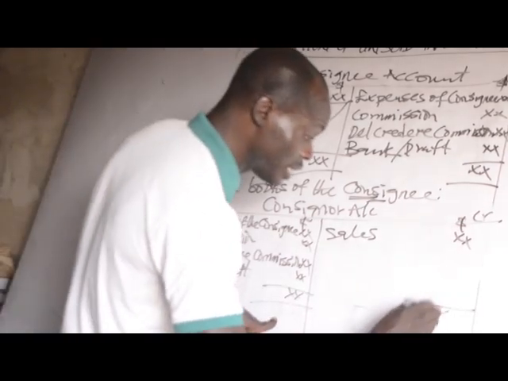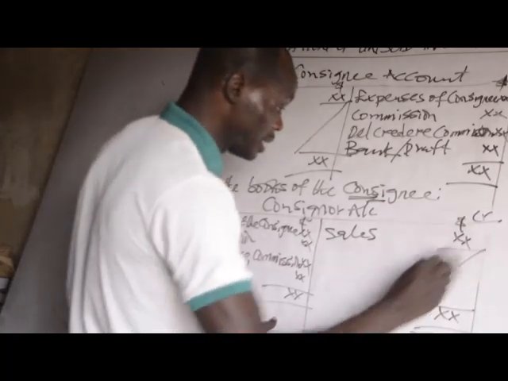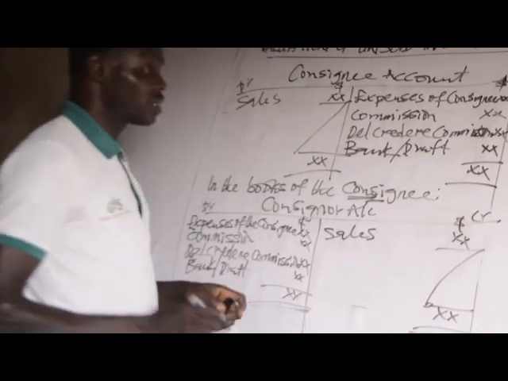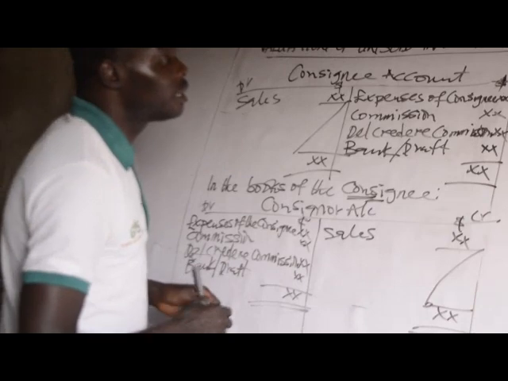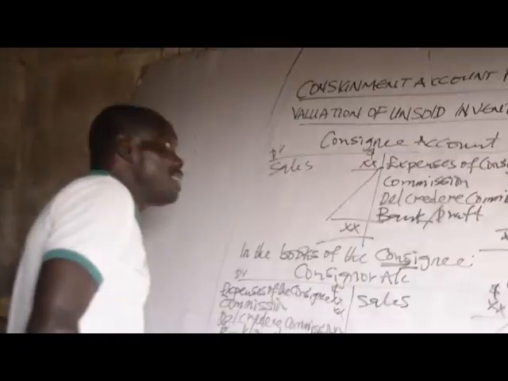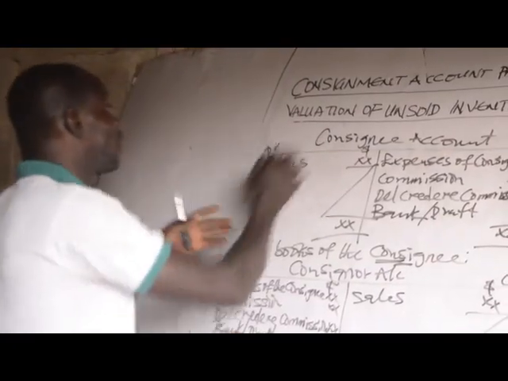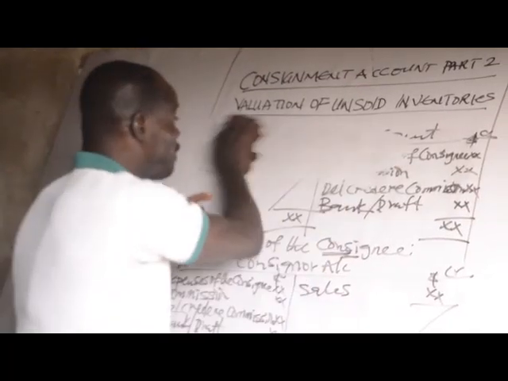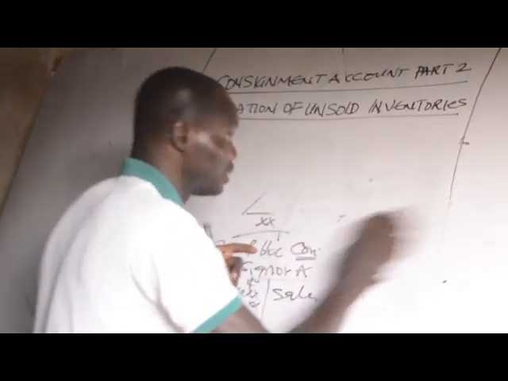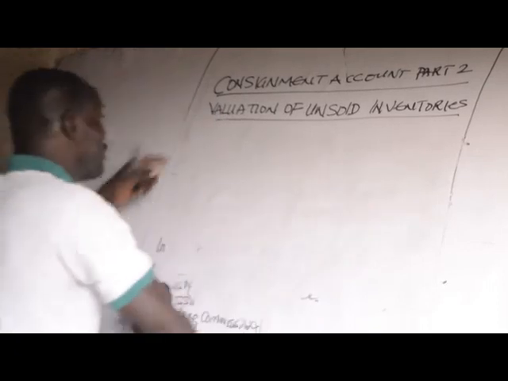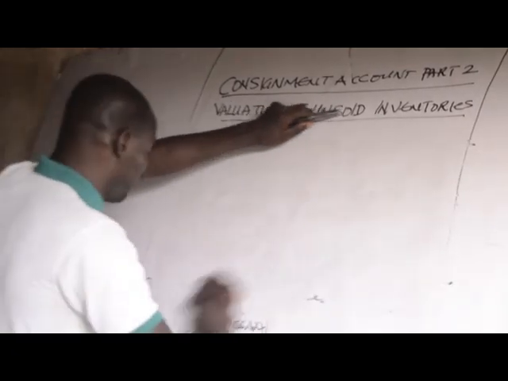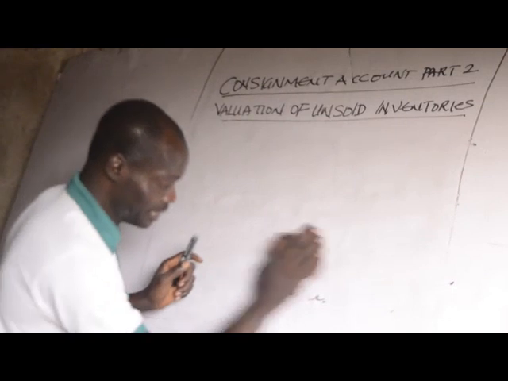So this is the consignor account in the book of the consignee. Now, I want to talk about the valuation of the unsold inventory. That is my focus in this presentation. In this part two, my focus is the valuation of the unsold inventory.